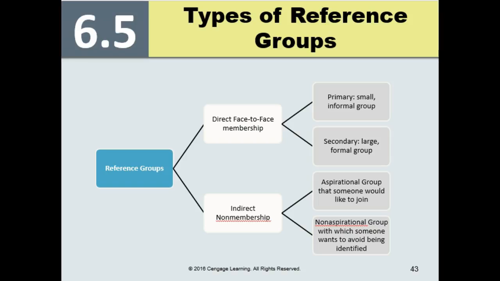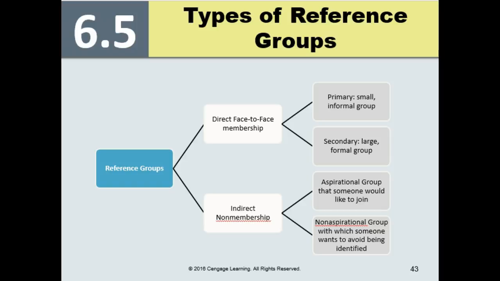Different types of reference groups are shown on this slide. Reference groups can be characterized as either direct or indirect. Direct reference groups can also be broken down into primary or secondary. Primary member groups include all the groups with which people interact on a regular basis in an informal way. This is your family, your friends, peers, co-workers, classmates, things like that.